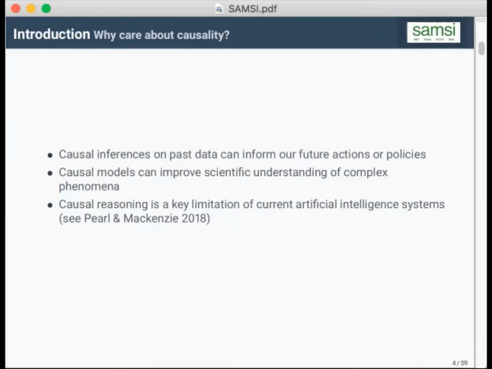And finally, in computer science, causal reasoning is recognized to be one of the huge limitations for current artificial intelligence systems. Our AI and ML, machine learning, are very good at prediction and pattern recognition, but one of the major features that's thought to distinguish between what artificial intelligence is currently capable of and human intelligence is understanding causality and causal inference.